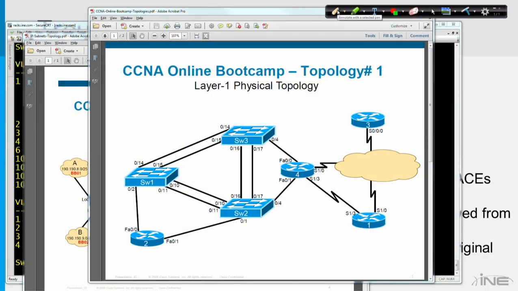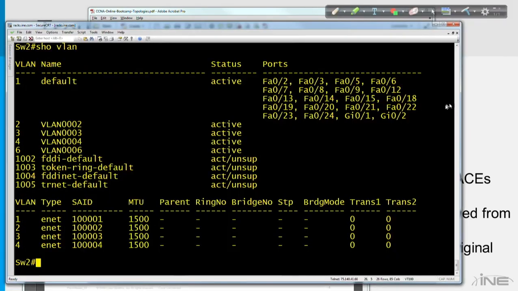If you recall, this whole section right here and all these interfaces are supposed to be in the broadcast domain known as VLAN 5. And we don't see VLAN 5 here. VLAN 5 does not exist in my output.